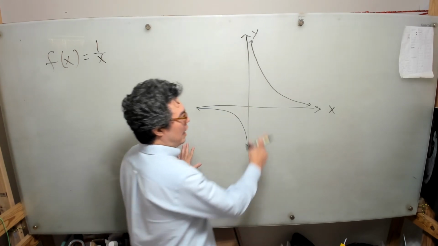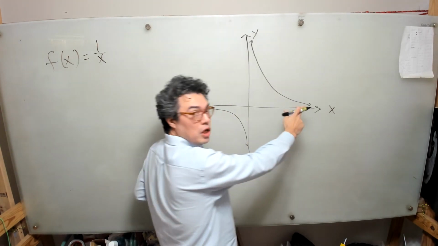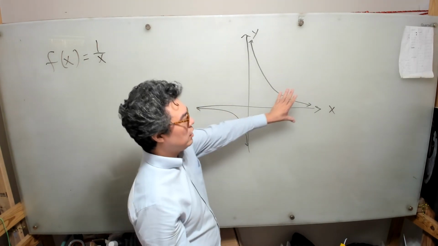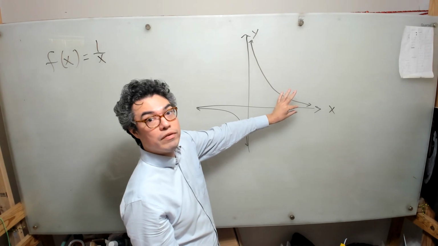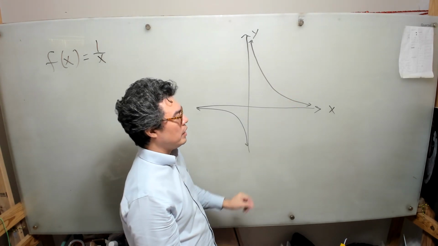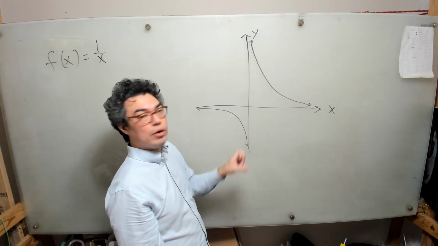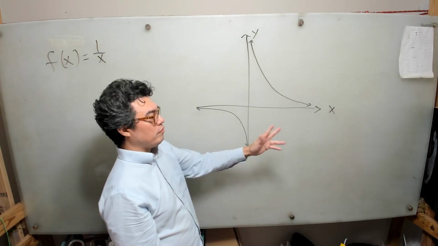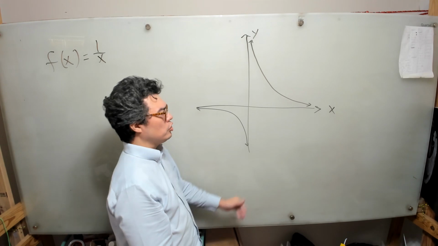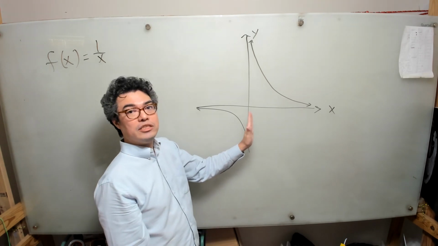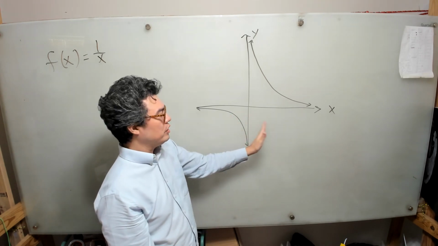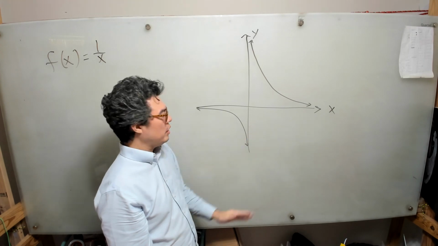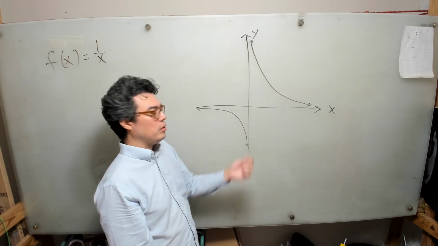Okay, as x gets very large positive, the 1 over x gets very, very small. Okay, we could say it goes to 0. Okay, or we could say that f of x tends to 0 as x goes up to infinity. Just as we can say that f of x tends to infinity as we approach 0 from the right. Okay, in other words, as the x gets smaller.